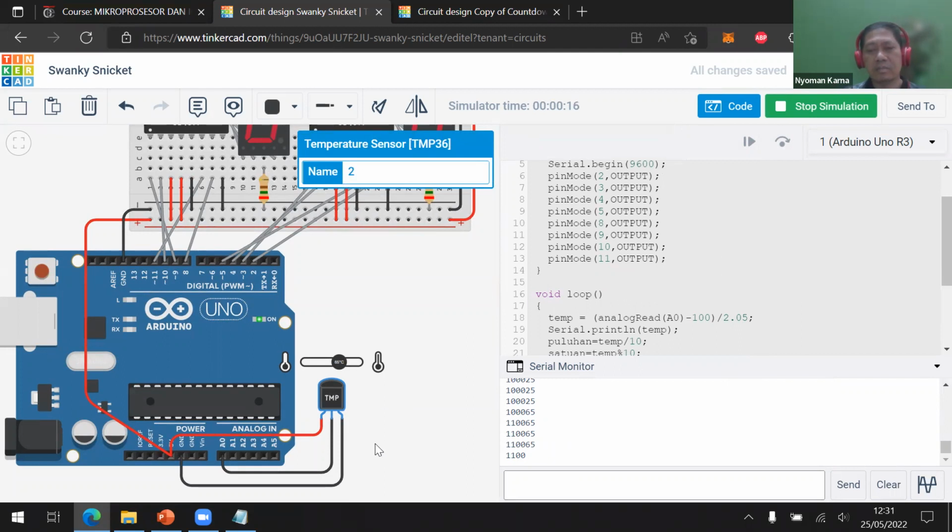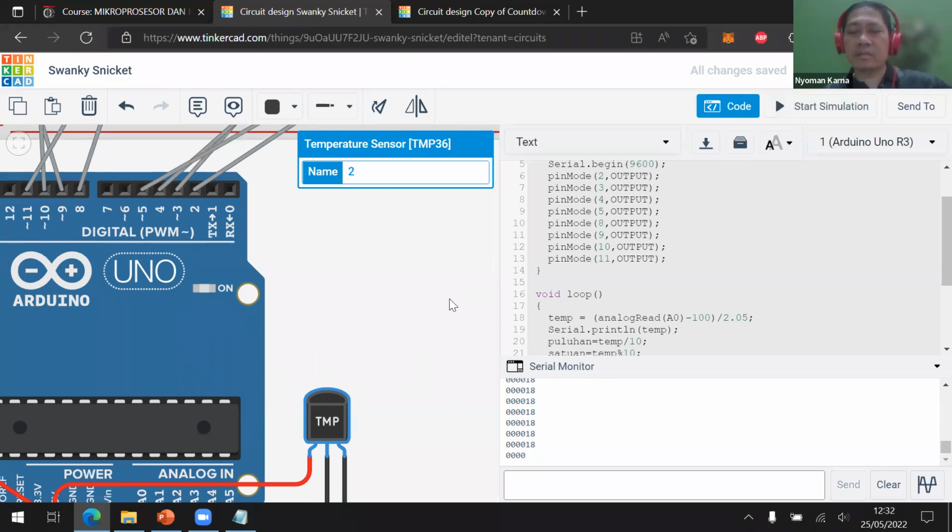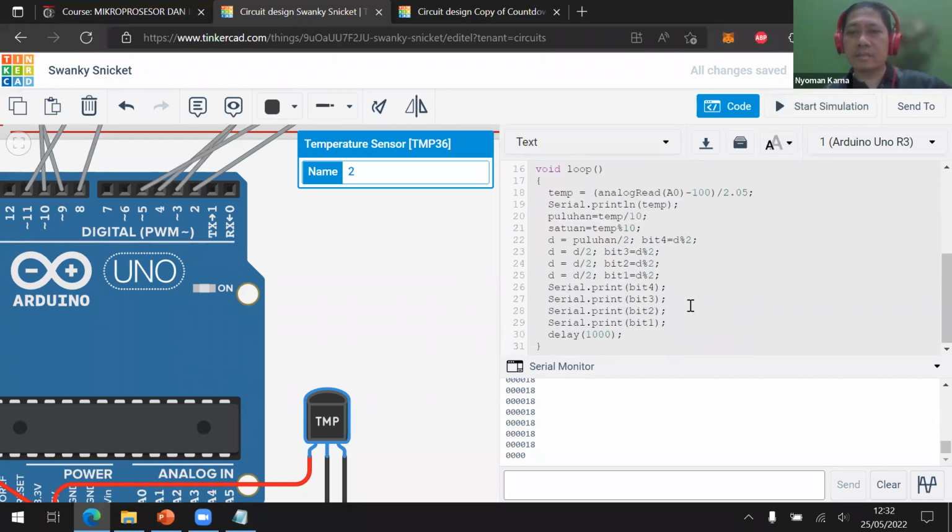1100. Oh, that's correct, because 4 plus 2 is 6. Okay, it's not correct. It's supposed to be 0110. Okay, still not correct. So the logic is not correct.